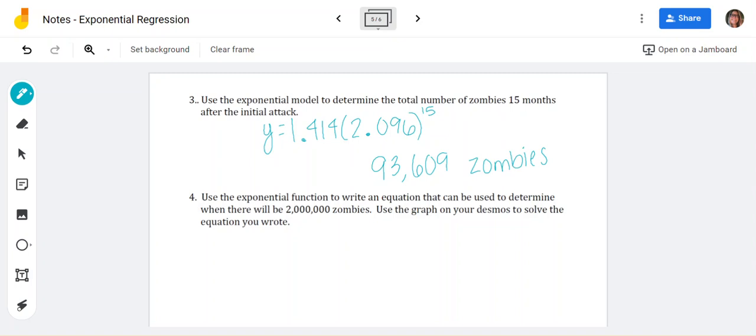Then we're going to use the exponential function to write an equation that can be used to determine when there will be 2 million zombies. So that's our y. Our y is the number of zombies. So we're going to have 2 million zombies. And then we'll still have x as our exponent because we don't know how many months it's going to take. There is a way to solve this algebraically using logarithms. However, we are going to use our graph to solve this.